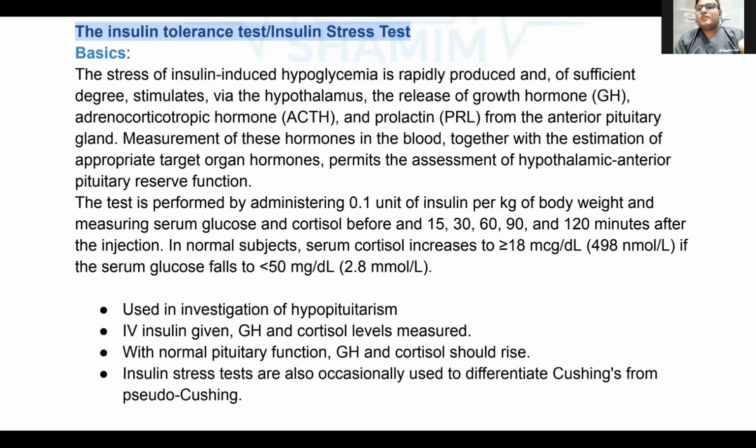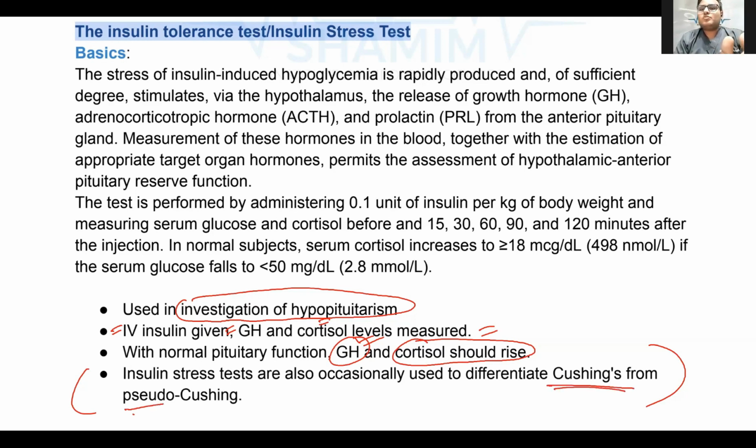It is used for the investigation of hypopituitarism. We give IV insulin, and then we check the levels of different hormones like growth hormone and cortisol. When there is normal hypothalamic pituitary function and normal secretion from the anterior pituitary, growth hormone and cortisol should rise when we induce the stress of hypoglycemia. This is in a normal patient. So what is the other use of the insulin stress test? The other use is to differentiate Cushing's from pseudo-Cushing.